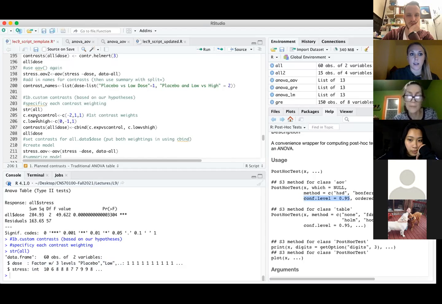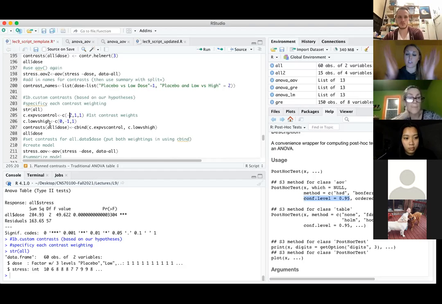Then our second contrast, we're just going to directly compare low and high. So -1 and 1. So low versus high. Placebo gets a 0. Why does placebo get a 0? You're not testing it, right? Exactly. We're not comparing this one. We already compared it up here. We're not interested in it anymore. So remember that drill down graphic on the PowerPoint.